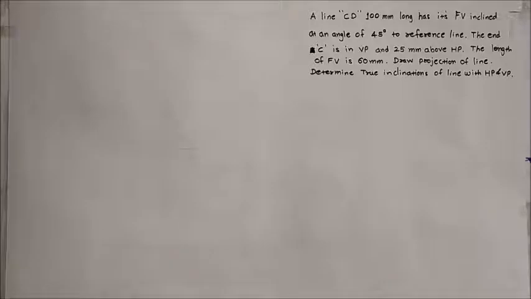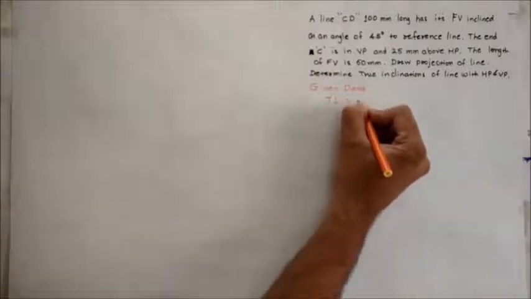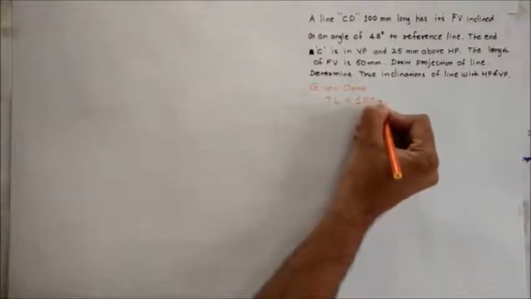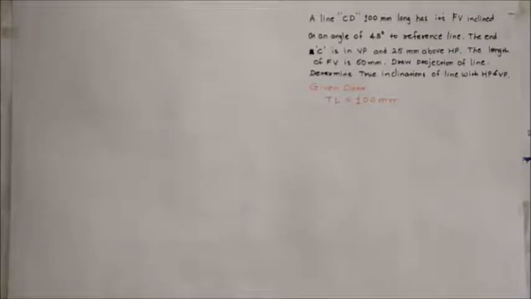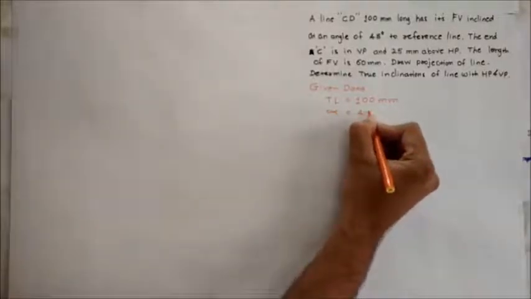So first we will note down the given data. A line CD 100 mm long. So true length of the line is given, that is 100 mm. So TL is given 100 mm. A line CD 100 mm long has its front view inclined at an angle of 45 degree to reference line. So here the front view inclined at an angle of 45 degree is given. It means alpha angle is given. Alpha equals to 45 degree.